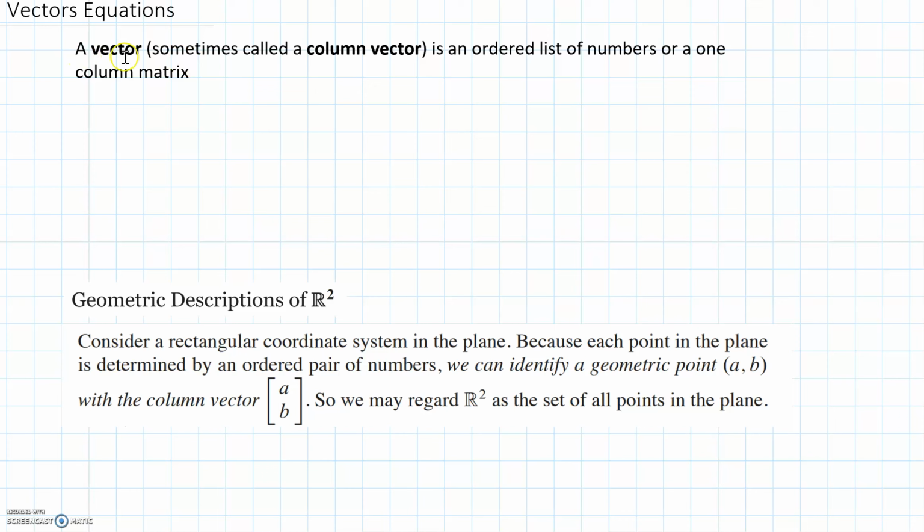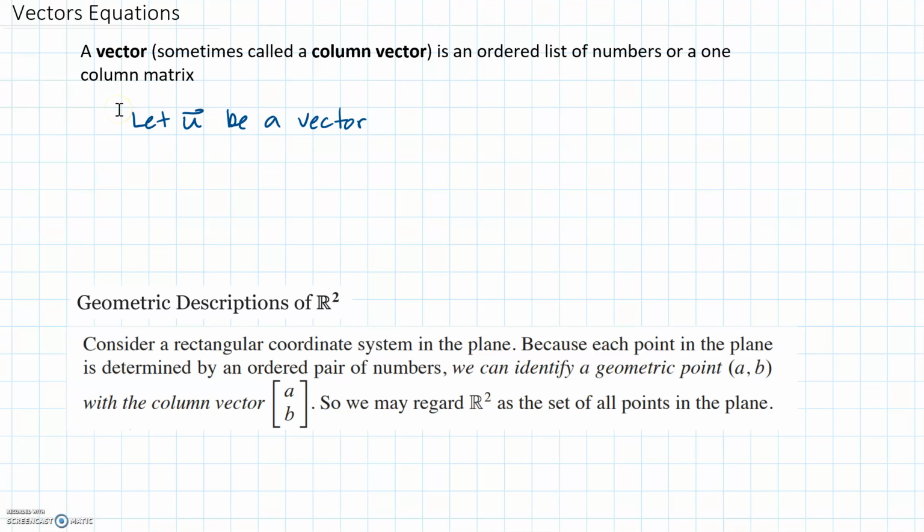A vector, sometimes called a column vector, is an ordered list of numbers, or a one-column matrix. So let's let U be a vector. I'm going to denote the vector U with an arrow on the top. This is a common notation for a vector. The book just denotes it as a bold letter. That's another common notation of a vector.